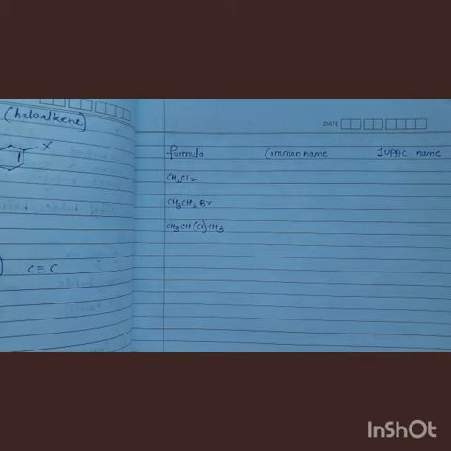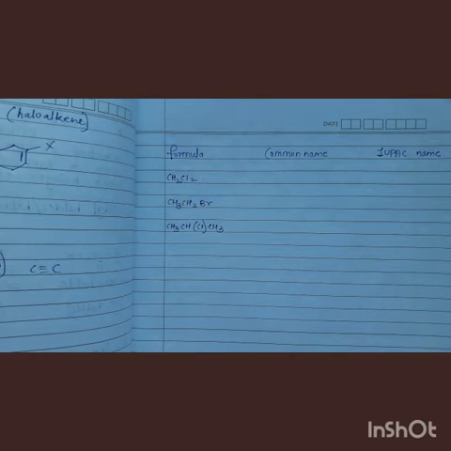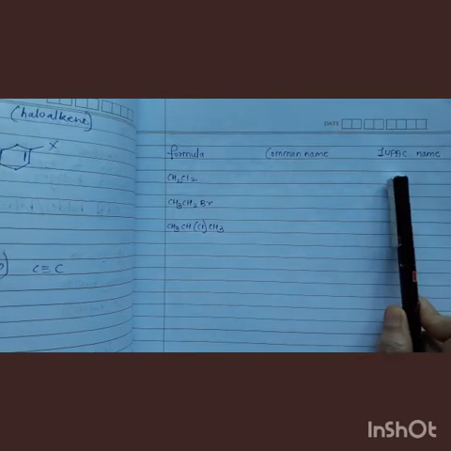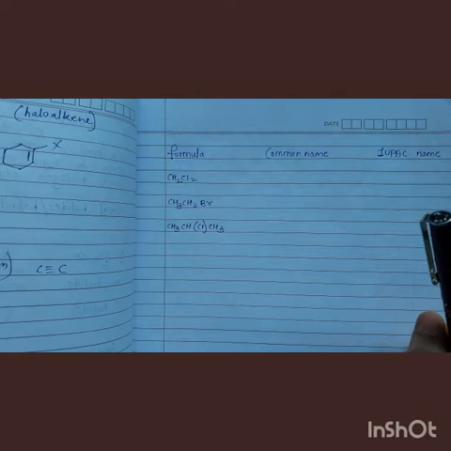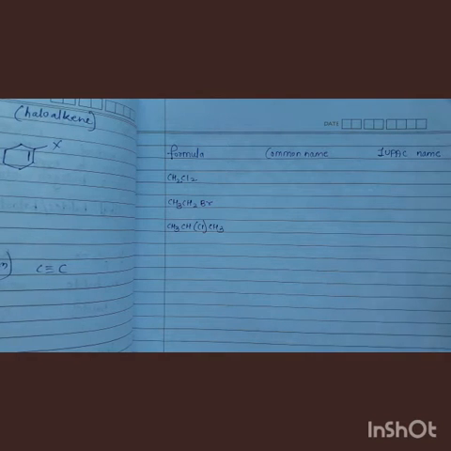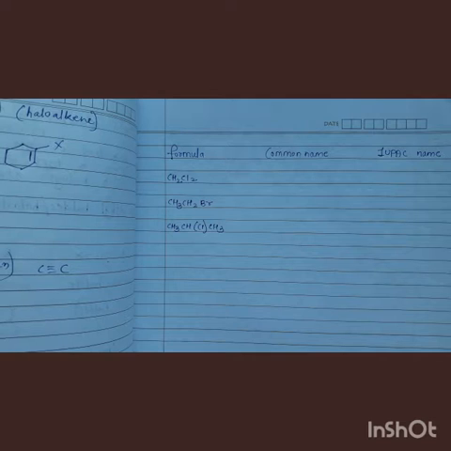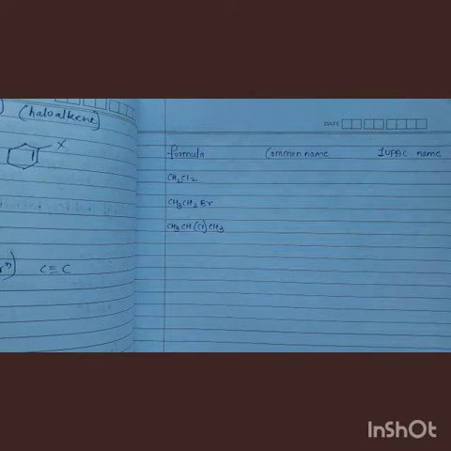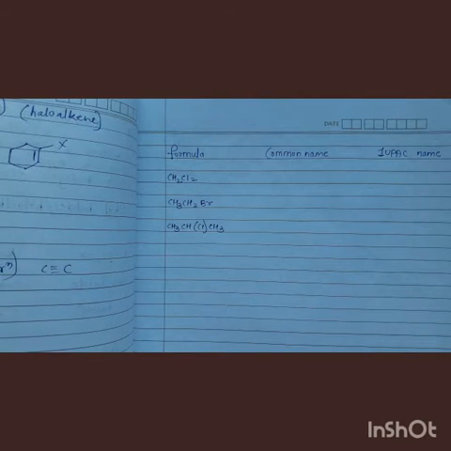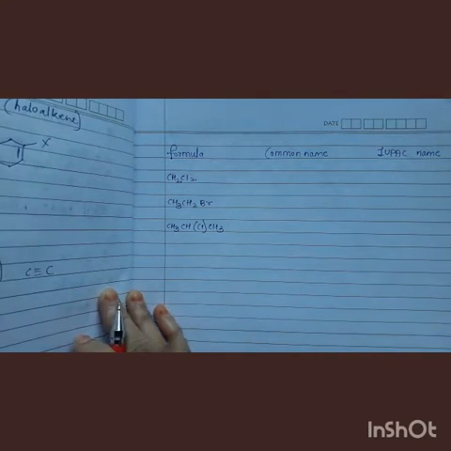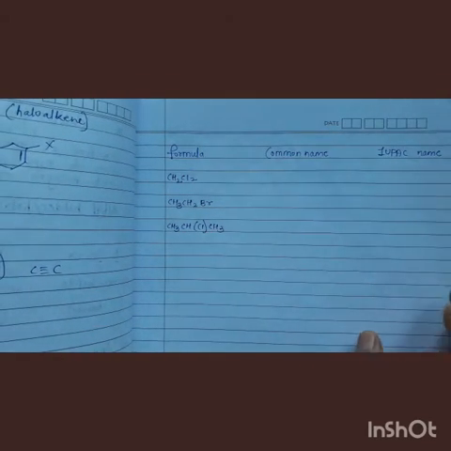Okay, let us see some examples of halogen derivatives and their common names and IUPAC names. While writing their common names and IUPAC names, first we have to see the parent alkane which is present in that halogen derivative, and we have to see which halogen is present in that halogen derivative. And then we have to write their common name and IUPAC name.